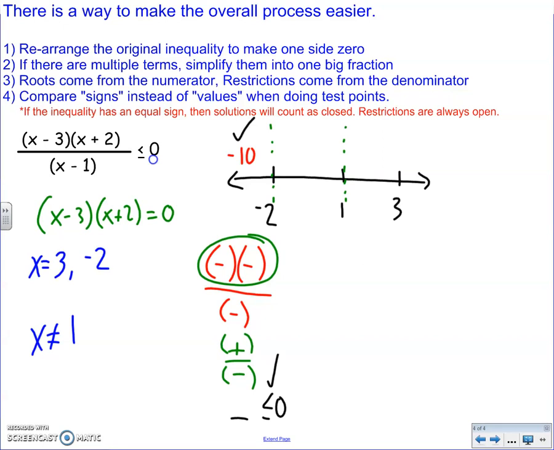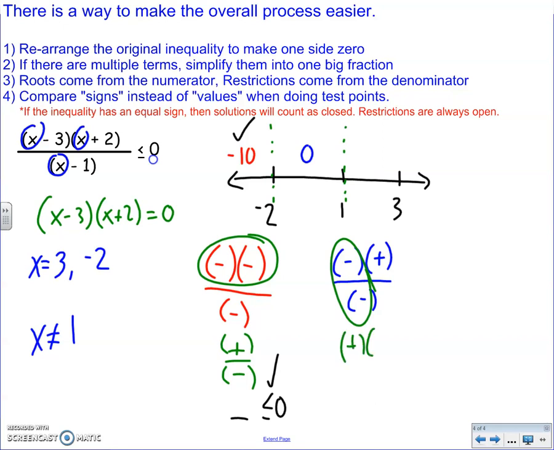So this is good. I'll pick something between negative 2 and 1. Let's try 0. If I plug in 0 for all the x's, the first thing is negative 3, which is a negative. Then positive 2, which is positive, over negative 1. Well, a negative by negative is a positive. A positive times a positive is a positive. Is a positive less than or equal to 0? Well, that's false. So that did not work.